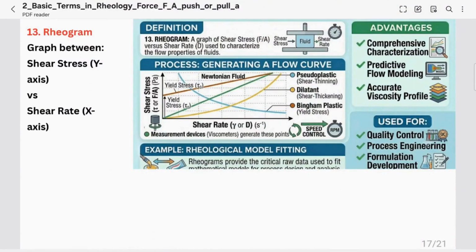What are rheograms? It is the graph between the shear stress and shear rate.